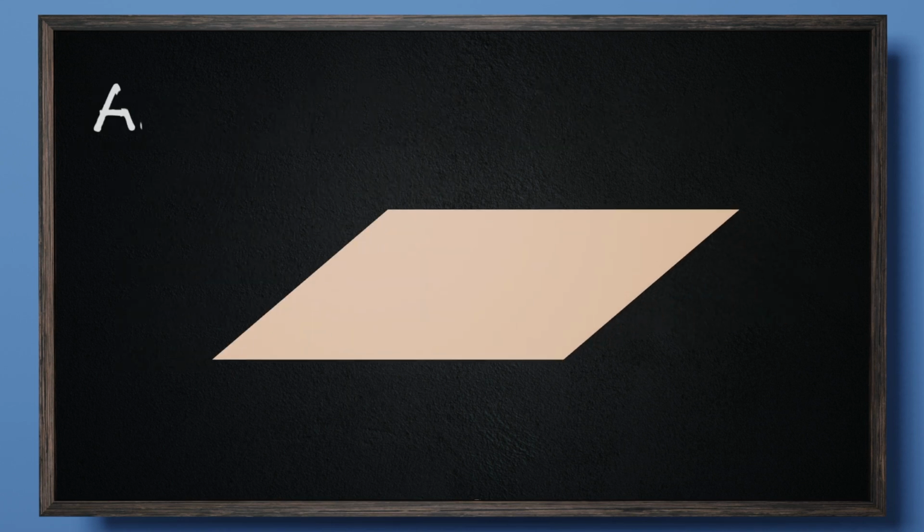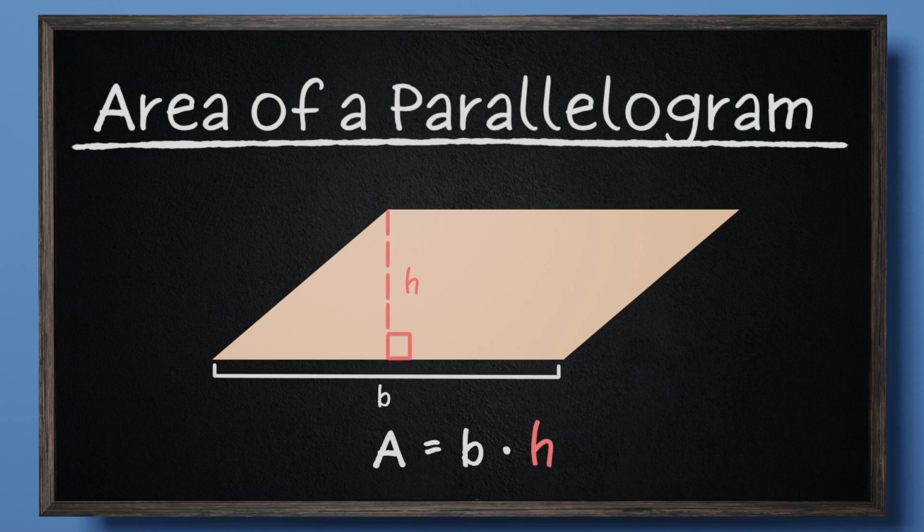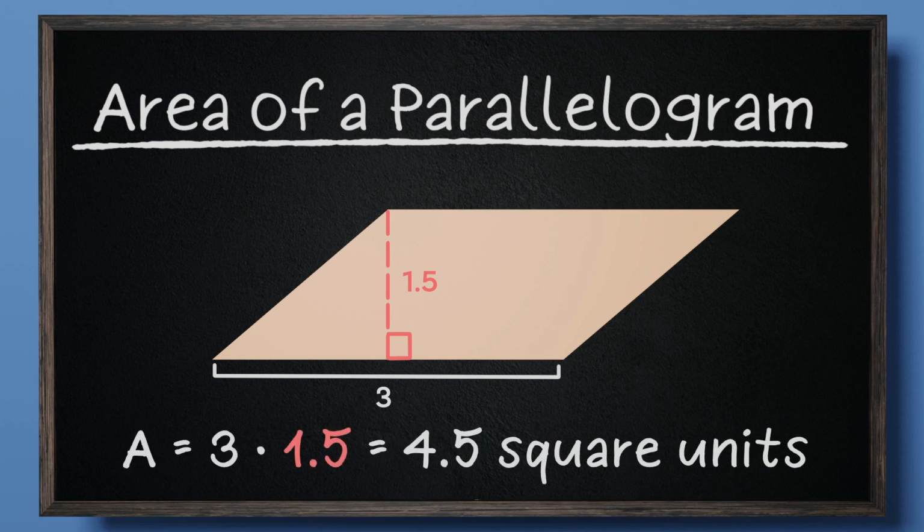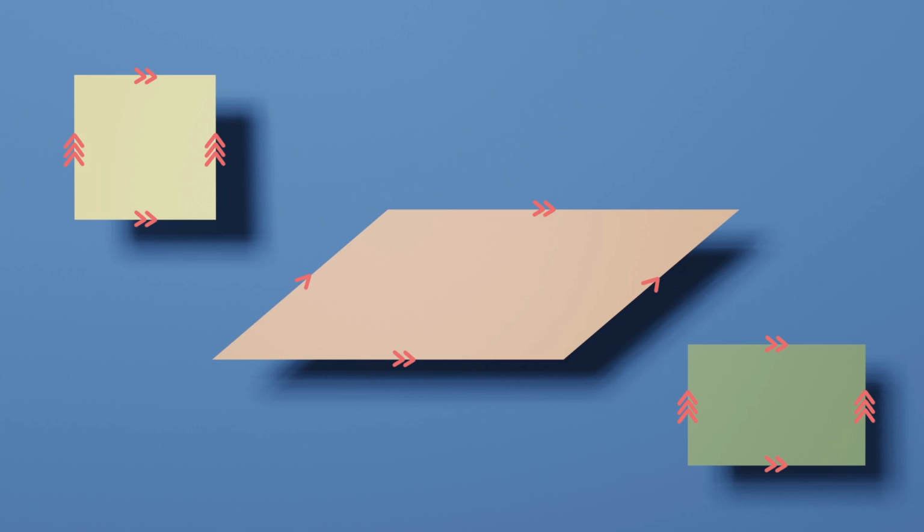The official formula for the area of a parallelogram is A equals B times H, where the height, H, is the auxiliary line drawn perpendicular to the base, B. For example, if the base was 3 units long and the height was 1.5 units long, the area would be equal to 3 times 1.5, which equals 4.5 square units of area. Remember, parallelograms are unique quadrilaterals since both pairs of opposite sides are parallel. In the next video, we will discuss another unique quadrilateral, the rhombus, and discover what unique properties this new shape has.